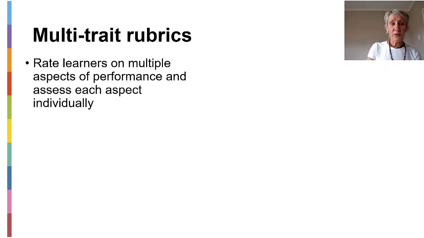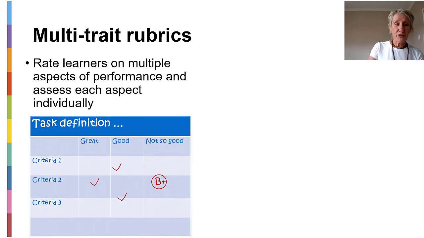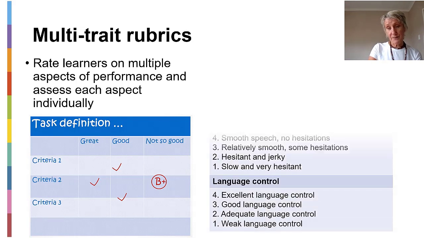Multi-trait is again rating learners on multiple aspects of performance, and you assess each aspect individually, very much like an analytic rubric. I think maybe Ferreira uses multi-trait, which is very much like the analytic type of rubric. And then you've got your different ratings and your different criteria. Criteria 1, 2, and 3. You've got your rating, great, good, not so good, and then your ticks, and that means that's a B+.